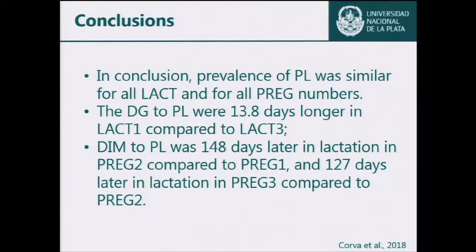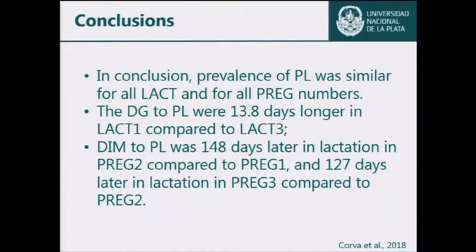So in conclusion, the prevalence of pregnancy loss was similar for all lactations and for all pregnancy numbers. The days of gestation to pregnancy loss were 14 days longer in lactation 1 compared to lactation 3. And the days in milk to pregnancy loss was 140 days later in pregnancy 2 compared to pregnancy 1, and 127 days later in pregnancy 3 compared to pregnancy 2.